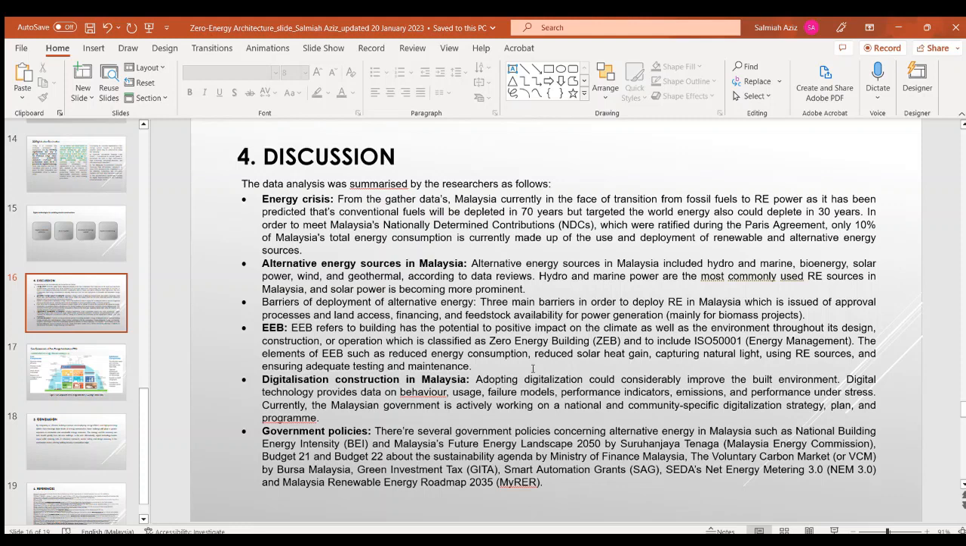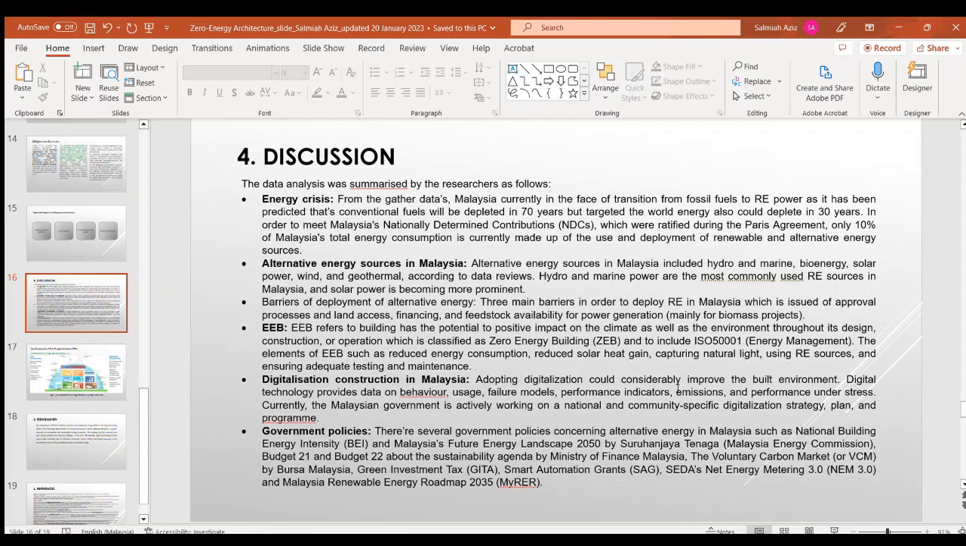So in the aspect of digitalization of construction in Malaysia, adopting digitalization could considerably improve the built environment. Digital technologies provide data on behavior, usage, failure models, performance indicators, emissions, and performance under stress. Currently, the Malaysian government is actively working on national and community-specific digitalization strategies, plans, and programs.